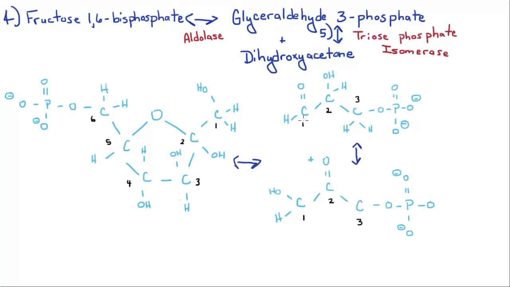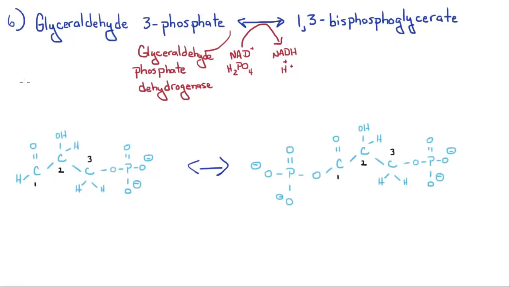But anyways, you can see your glyceraldehyde 3-phosphate, phosphate stuck on the 3rd carbon here, and you also have dihydroxyacetone phosphate right here. You're going to have your glyceraldehyde 3-phosphate molecules, remember you have two of them now because your dihydroxyacetone phosphate is converted into glyceraldehyde 3-phosphate. So you're going to have your two glyceraldehyde 3-phosphates converted to 1,3-bisphosphoglycerates using the enzyme glyceraldehyde phosphate dehydrogenase.